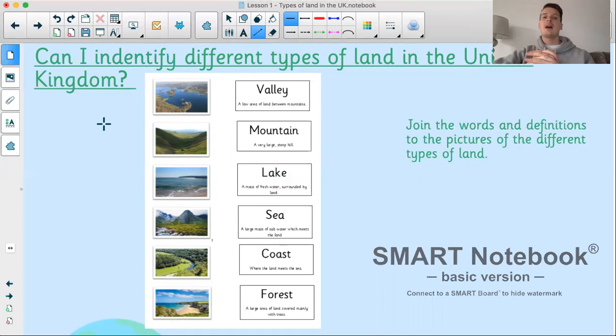All you need to do today is join up the pictures to the words and the definitions as well. But when you do it, I want you to read the definitions because they're going to be really important for the next few weeks, so that we know what a valley, a mountain, a lake, the sea, the coast, and a forest are. They're going to be really important for next week and the week after. Okay? So have a go and send me either a picture or send me your worksheet back with your drawings on it. Okay? Off you go.